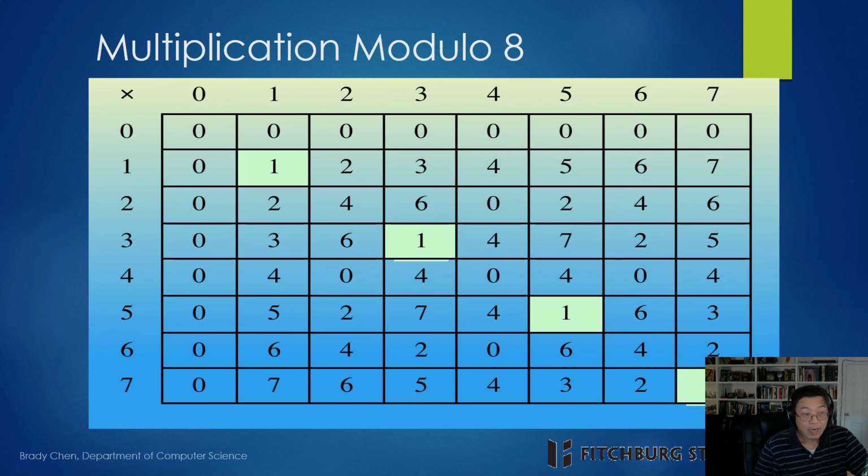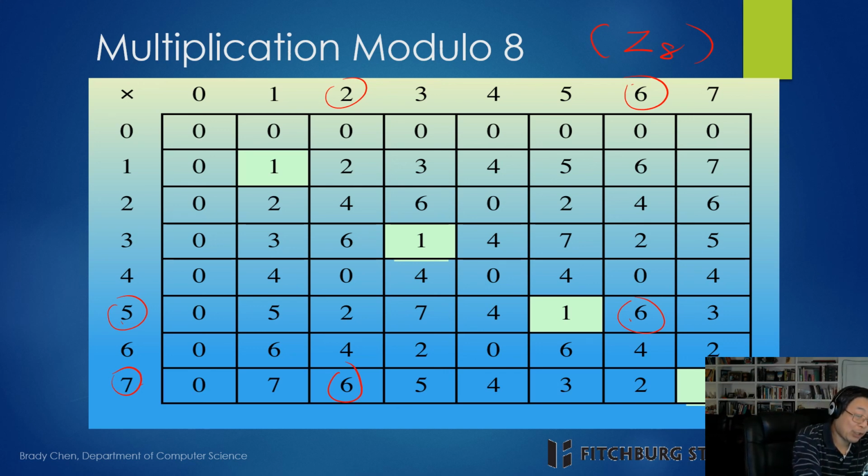Now here's the multiplication within Z8. Let's pick any numbers, like 5 times 6 modulo 8. 5 times 6 is 30, and 30 modulo 8 is 6. Then we pick another one, 7 times 2, that's 14. 14 modulo 8 is 6 as well. So that's the table for multiplication modulo 8.